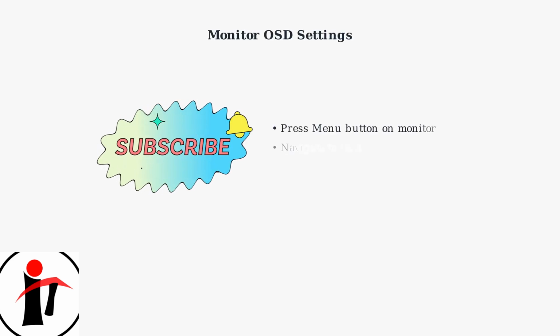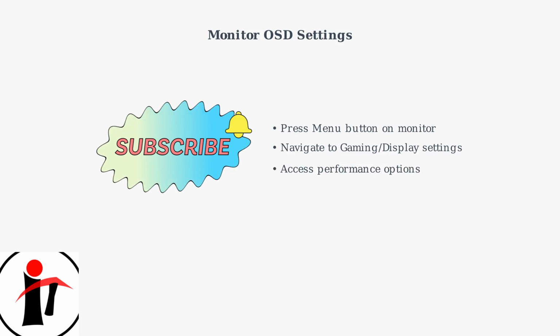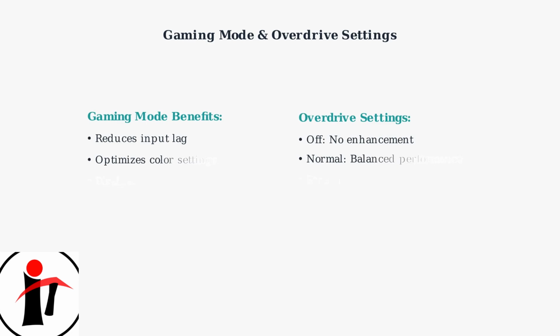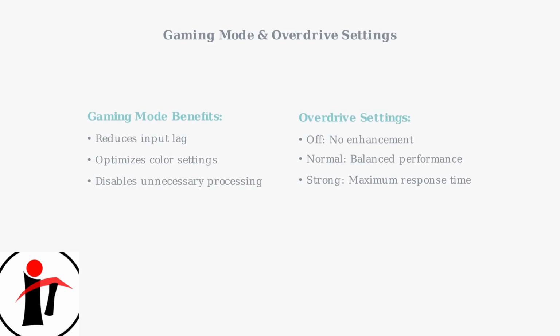First, access your Sceptre monitor's on-screen display menu, usually by pressing the menu button on your monitor. This gives you direct control over gaming-specific settings. Enable gaming mode to automatically optimize your monitor's settings for performance. Adjust the overdrive or response time setting to reduce ghosting and motion blur during fast-paced gaming.